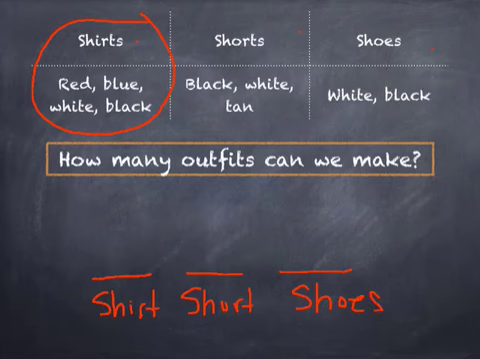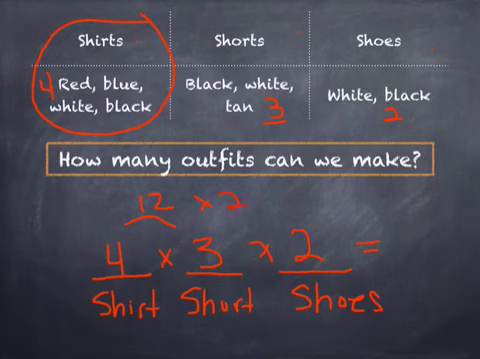And we take the number of possible outcomes with that event. So we have 4 shirt colors, we have 3 short colors, and we have 2 shoe colors. And if we multiply this across, we get 12 times 2, 24 outfits in all. So for every part, the shirt, short, and shoes, you take the number of outcomes, the number of options, and you multiply across.